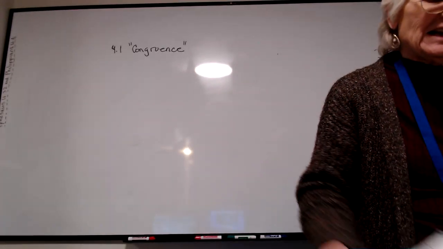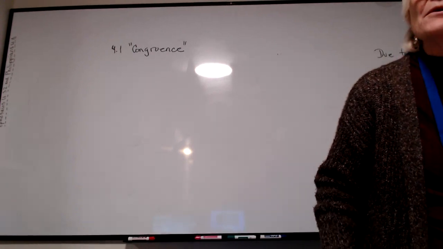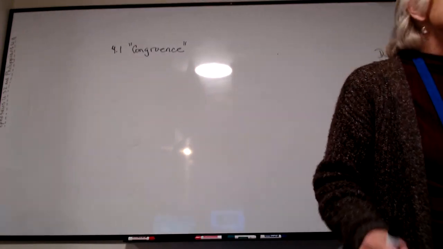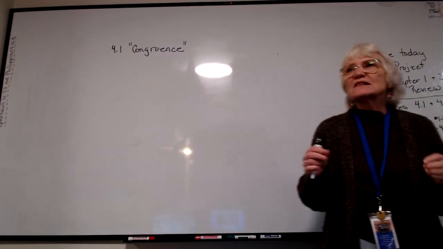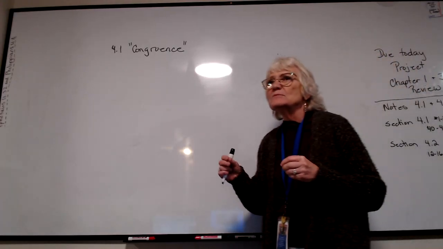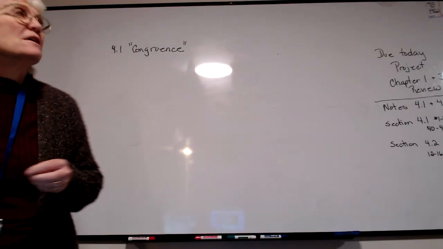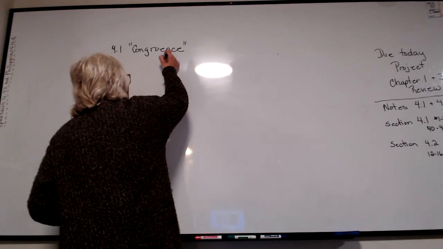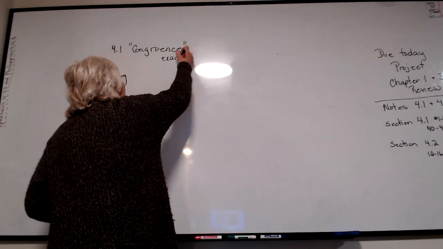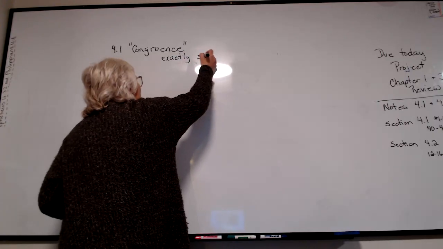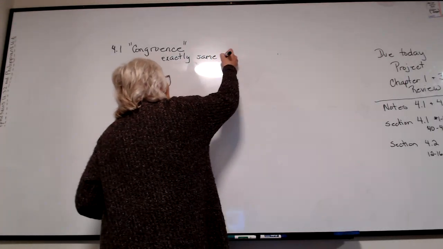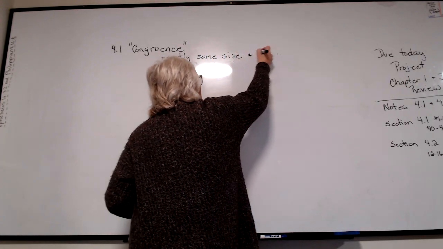Basically, some of this is pretty evident, but the whole idea of congruence is that they're the same size and the same shape. If two figures are congruent, they're exactly the same size and shape.